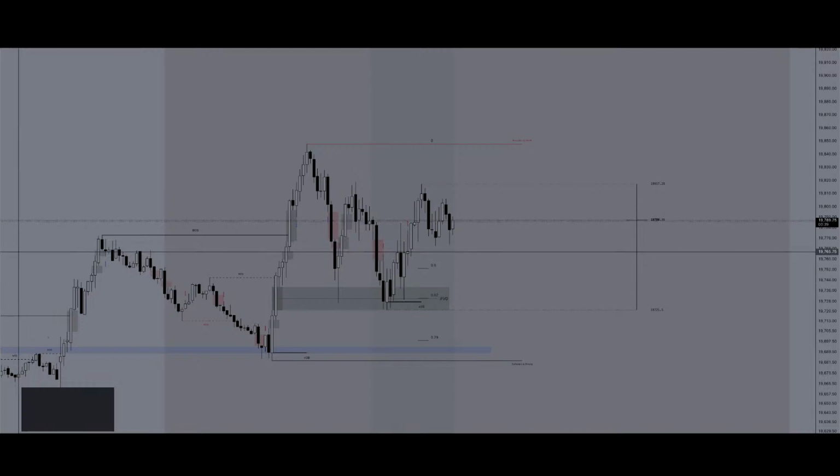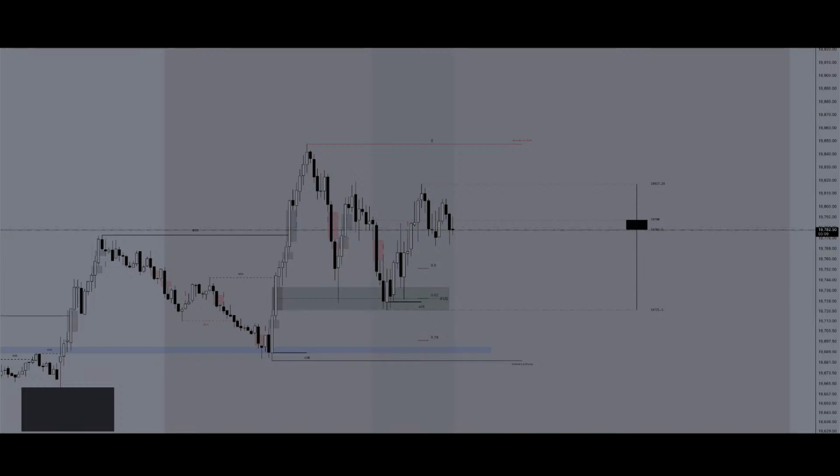It's only 9:30. We still got 30 minutes for the setup to present itself. If it doesn't, it doesn't. It's fine. When it does, it'll be worth the wait, guys. When the setup happens and we win the trade, it's worth the wait. Even if we get one a week, it's great. Just think about it.